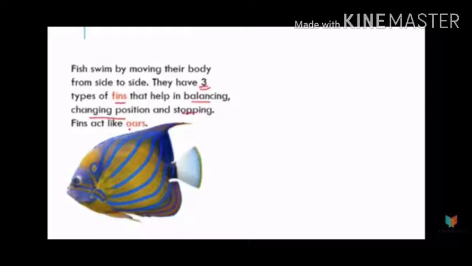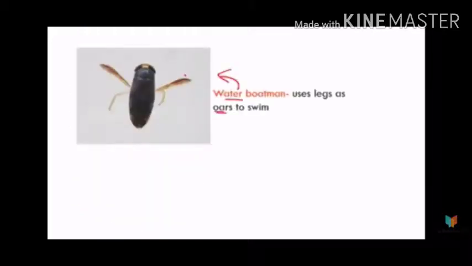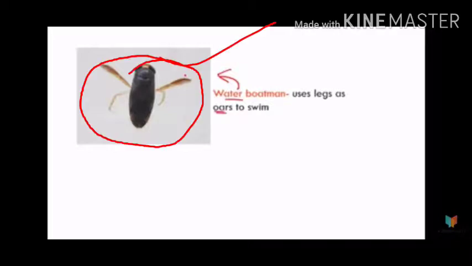An oar is the stick that the boatman uses to push the boat forward. But there are also certain insects that can swim in water. The water boatman uses its legs as oars to swim. So this is an insect that can swim in water.